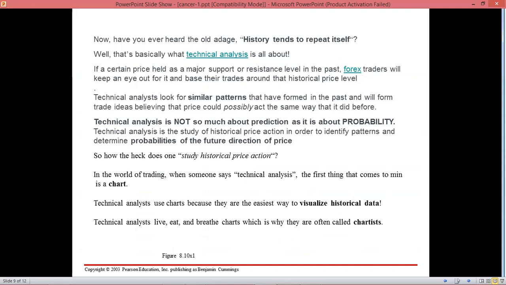So if a certain price held as a major support or resistance level in the past, traders will keep an eye out for it and base their trade around the historical price. Let me just do this as an example.